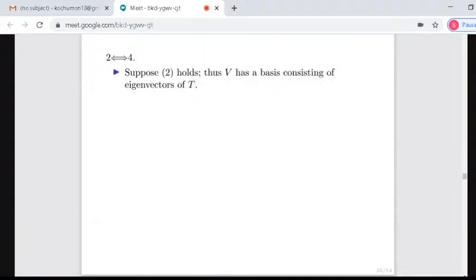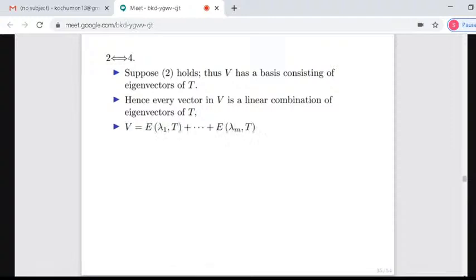Suppose that V has a basis consisting of eigenvectors. Then every vector in V is a linear combination of eigenvectors of T. Then we know that V is equal to E lambda 1 T plus etc. plus E lambda M T, because every vector in V is a linear combination of eigenvectors of T. That is why I could write this. Now, if that is the case, you get that this is a direct sum itself, because V has a basis with eigenvectors. With respect to that basis only, I can write any element in V as a sum, and that will be unique only. And therefore, that sum being unique means you get that this is a direct sum.